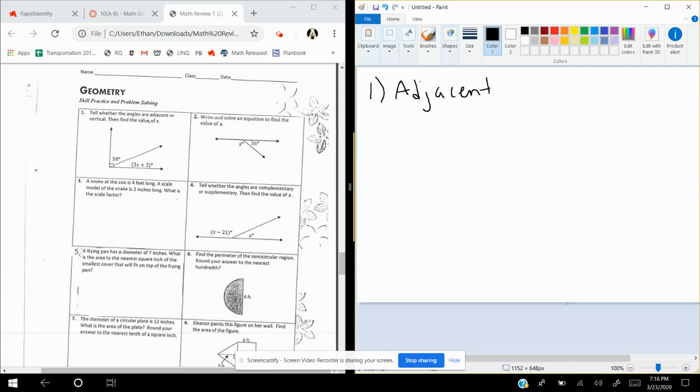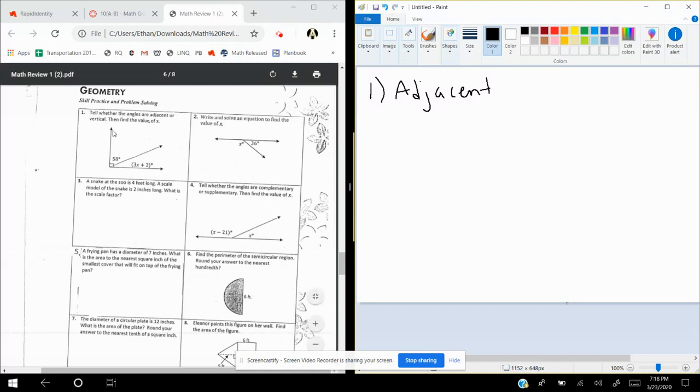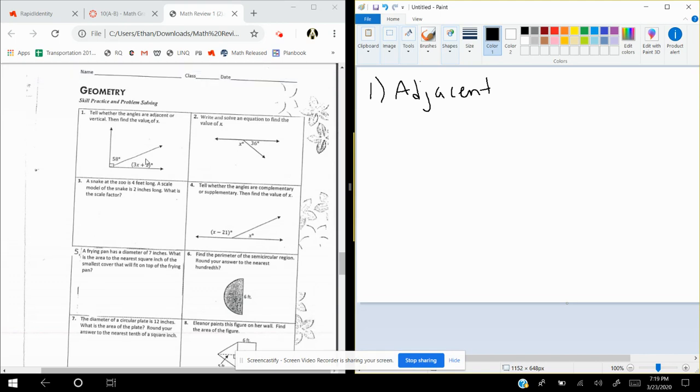Okay, second part, got to find the value of x. Now, in the last video, we did something just like this with supplementary angles. This time we have a complementary angle, and these two angles must add up to equal 90 degrees. So I have 58 plus 3x plus 2, and that is all going to be equal to 90 degrees. So this is a multi-step equation.